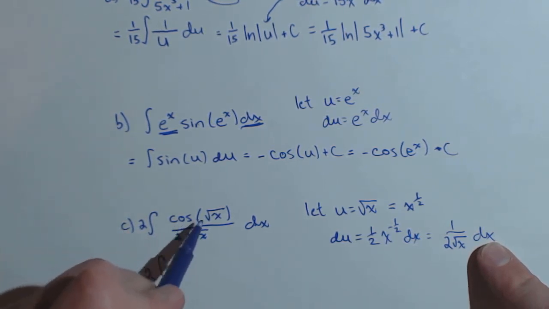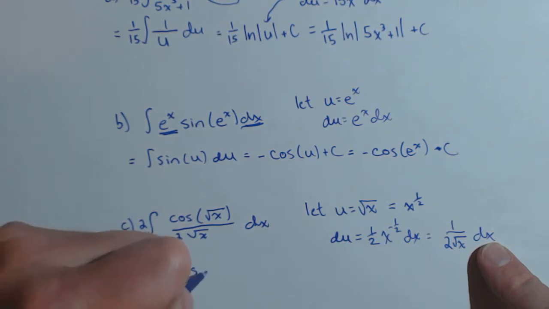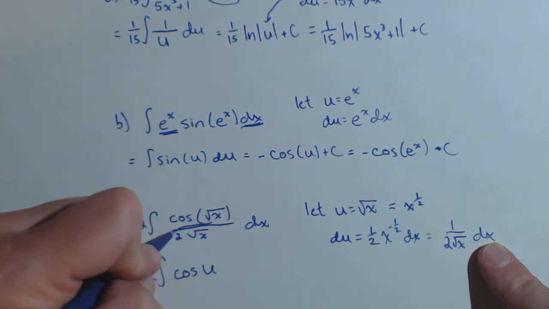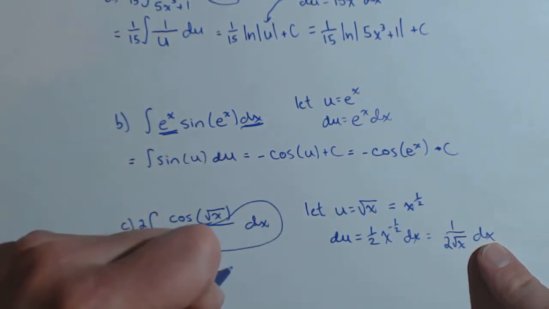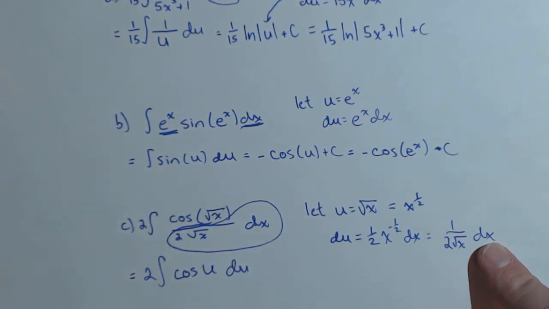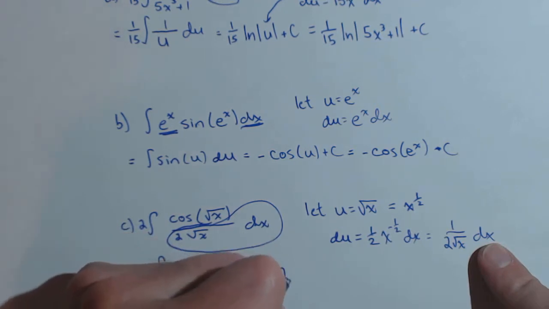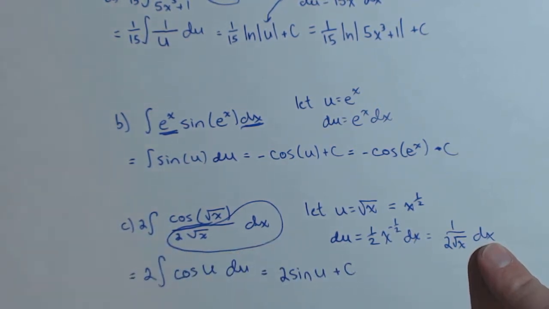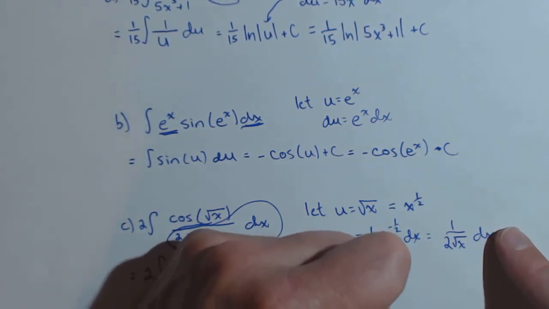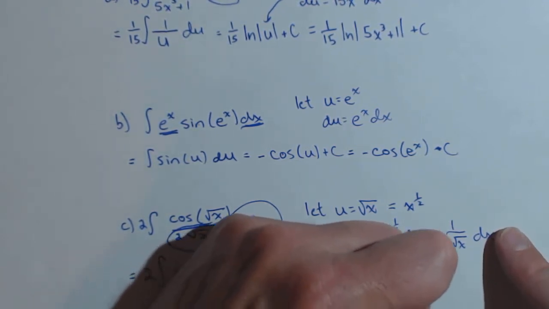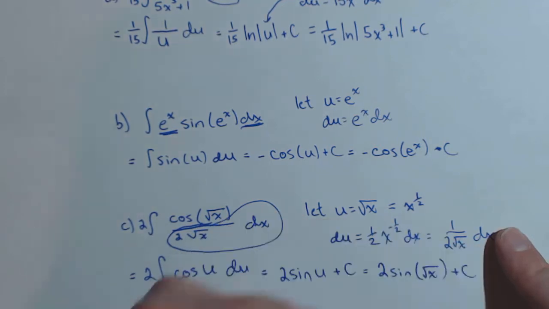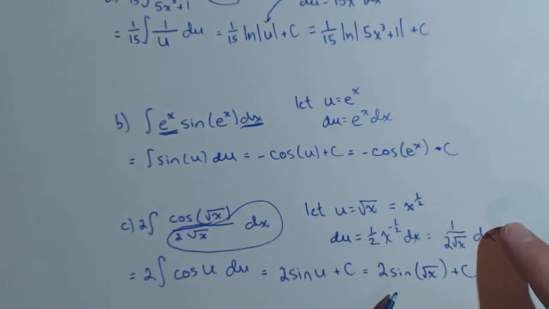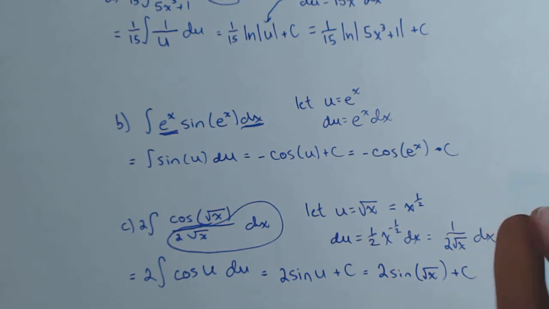So 2 cosine of u, and then there's my du, and we get actually a really easy antiderivative, which is just 2 sine of u plus c. And we substitute back, we get 2 sine of the square root of x plus c. So probably good practice is to go ahead and take that derivative. It's good work on your chain rule anyways, and make sure we get back to where we started.